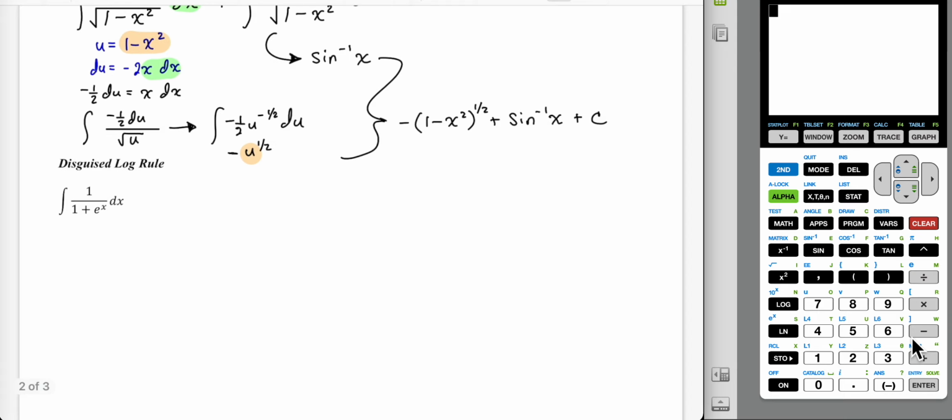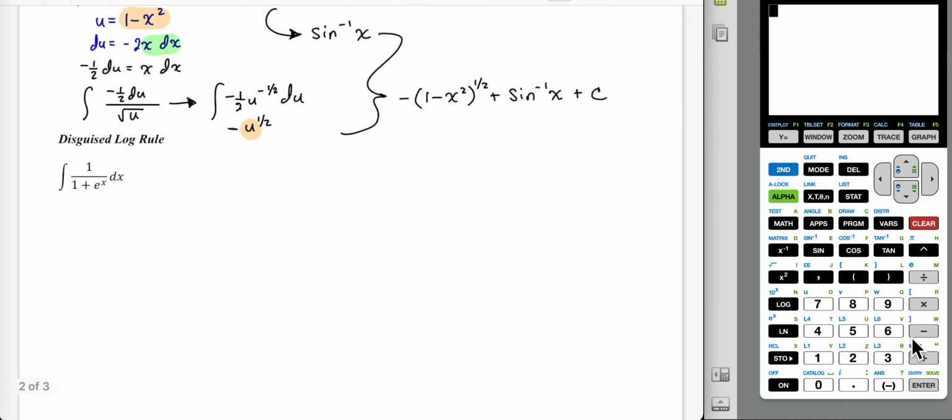Now, the last one on this page, disguised log rule, that doesn't really tell you anything except that perhaps a logarithm would be involved, which I guess kind of does tell you something, because if a log's involved, and usually we look for the numerator being the derivative of the denominator, that's telling me that I should have an e to the x in the top of the fraction here. So that's what I'm going to do. I'm going to put an e to the x in the top of the fraction here.